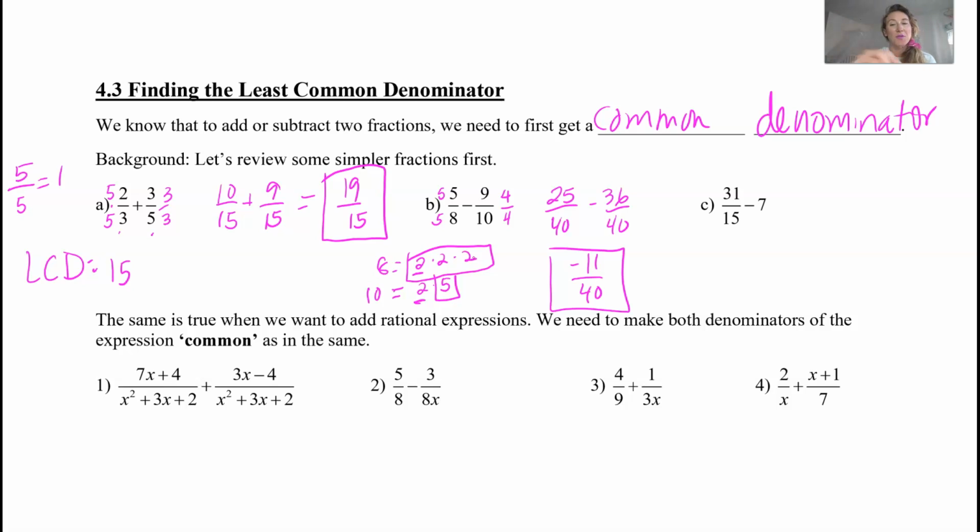And then here, example C, we've got a really fun one. It doesn't look like two fractions. Remember, in order to combine these, they need to have a common denominator, so they both do need to be fractions. So I write that denominator as 1. I know that I just have to times this one by 15 over 15. So it's going to be 31 over 15.